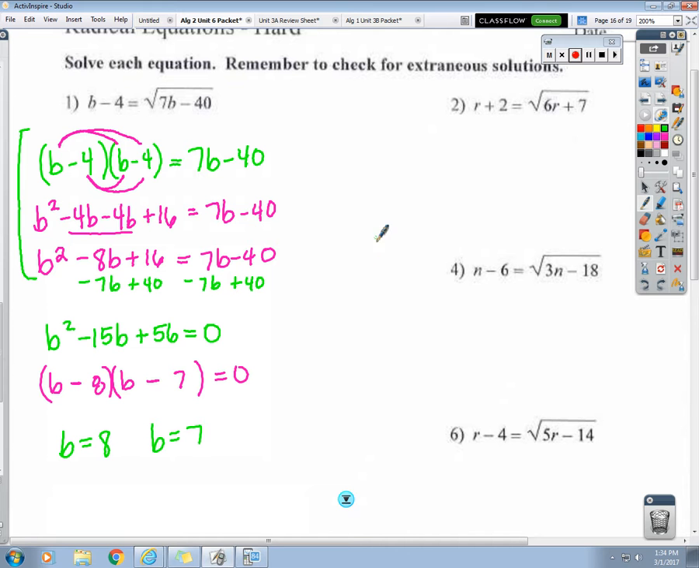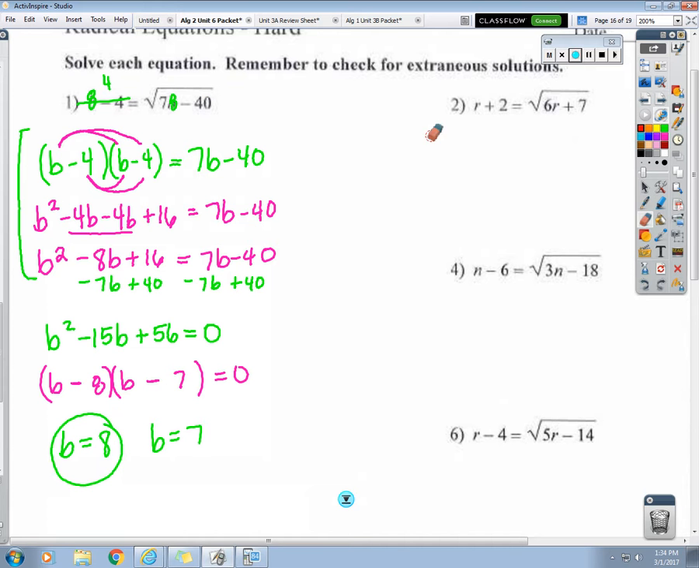Okay, now let's check them. Starting with the 8. If I plug in an 8 on this side and an 8 right here, that becomes 8 minus 4, which is 4. And then over here, that becomes 56 minus 40, which is 16. And then the square root of 16 equals 4. So 8's good, it worked.